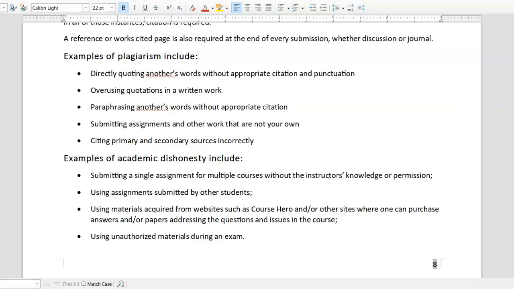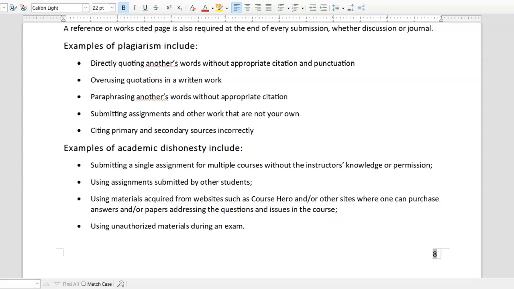So this is all pretty much explained in the how and when to cite handout, as well as with the APA style guides available through the library.